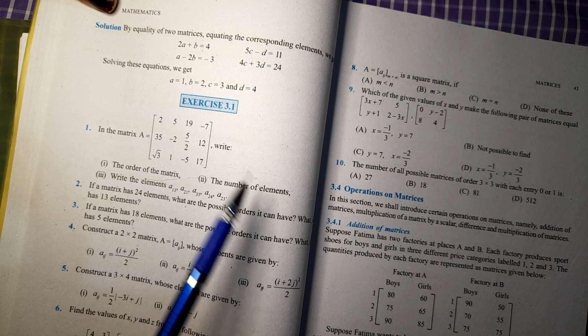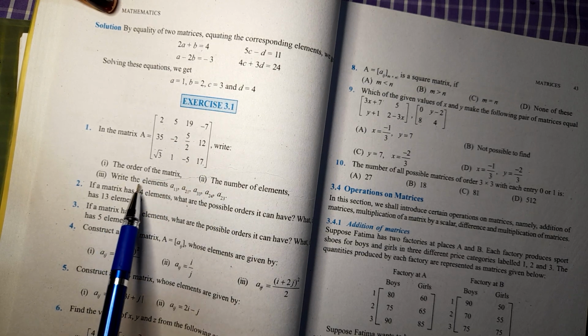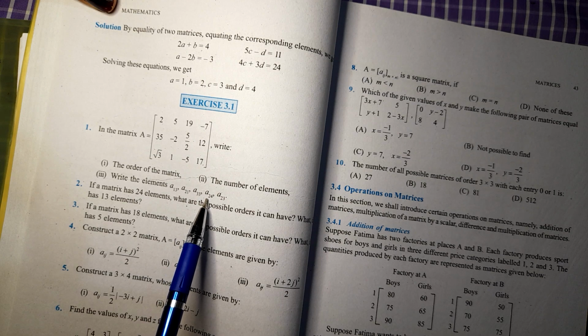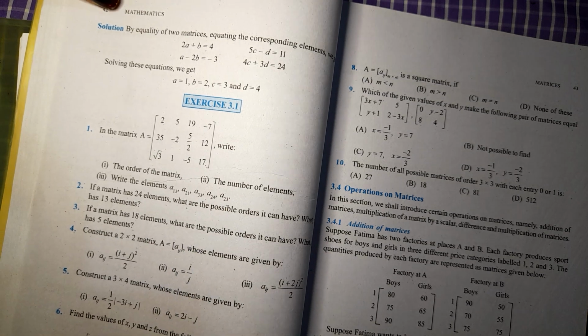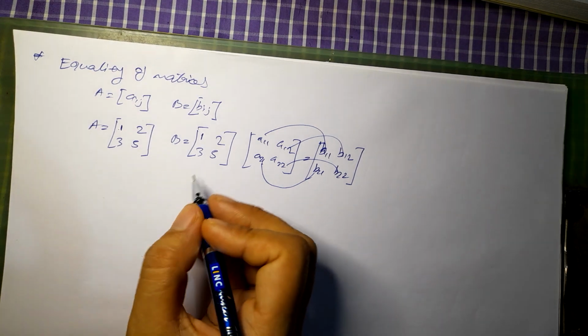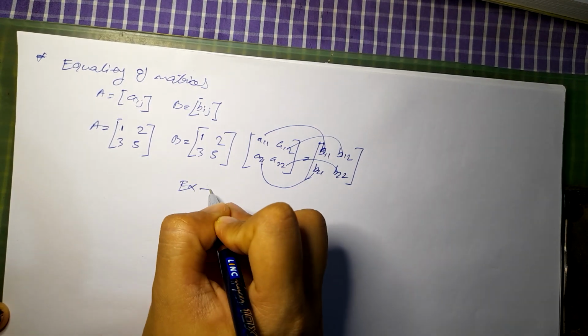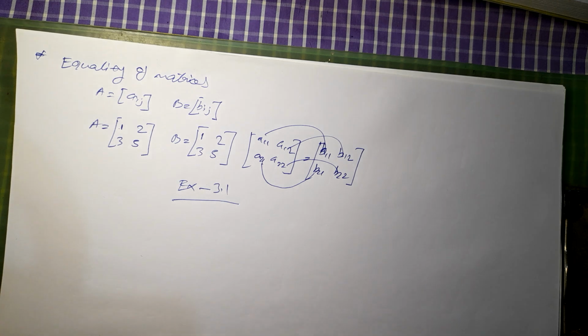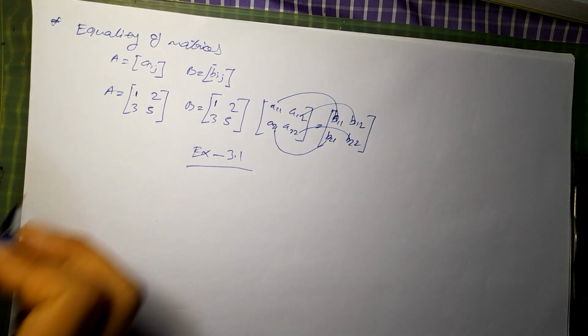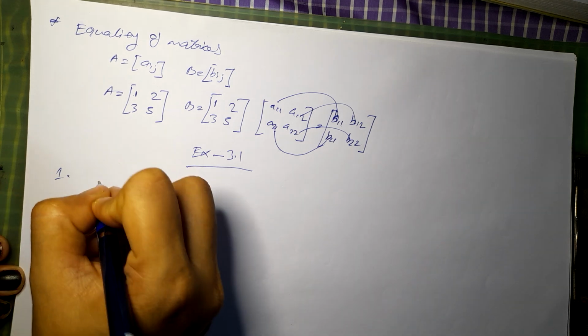Second, the number of elements. How many elements are here? Write the element of A11, A21, A33, A24 and A23. We have to write the element at each of these positions. So this is the exercise. First we have to write the matrix. Exercise 3.1, question number 1. This is the given matrix.